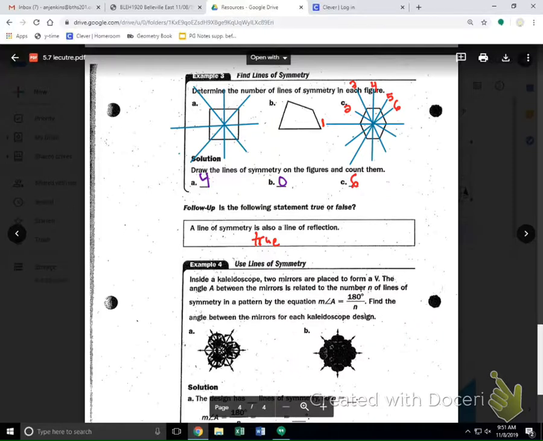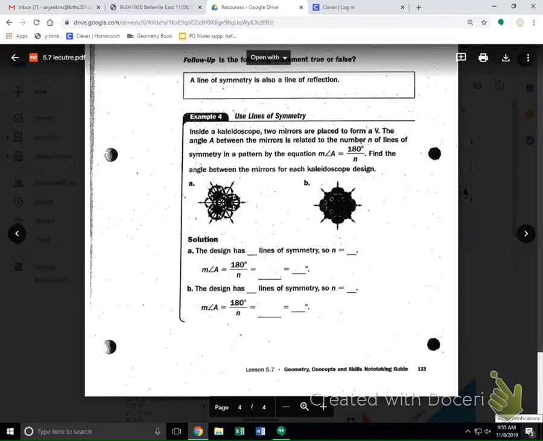Okay, and then our last question is about kaleidoscopes. I'm going to scroll up. This one says, inside a kaleidoscope, 2 mirrors are placed to form a V. And this angle A between the 2 mirrors is related to the number of lines of symmetry in the pattern. By equation, the measure of angle A, the measure between the 2 mirrors, is 180 degrees divided by the number of lines N. So find the angle between the mirrors of each kaleidoscope.